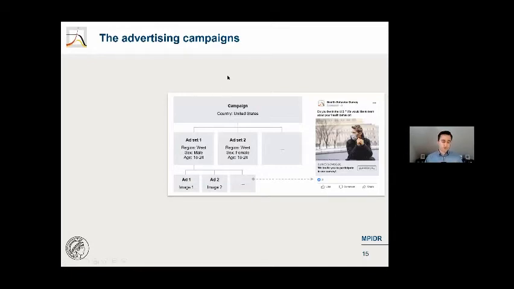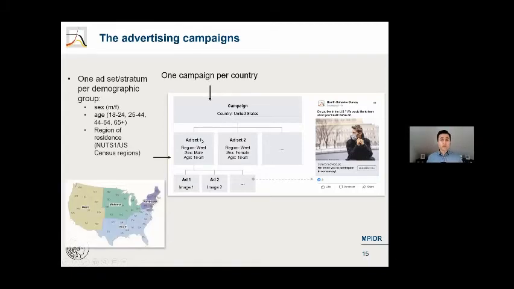To avoid this, we followed recommendations from earlier research by stratifying our advertising campaigns at a country level, meaning that we created one campaign per country, here the United States as an example. And within the country, we created stratified ad sets. The ad set is the level at which you define the characteristics of the users who should see your ad, and you can have multiple target groups within one campaign.